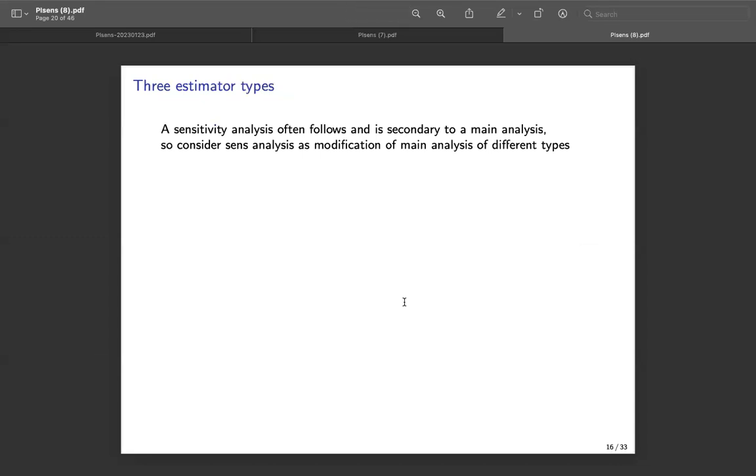The second theme is that we start from the observation that most of the time when a sensitivity analysis is done, it follows a mean analysis, and it is sort of secondary to a mean analysis based on the assumption. So we consider sensitivity analysis as a modification of the mean analysis. And we consider different types of estimators that are used for the mean analysis, so that we can tailor the sensitivity analysis for each type. Or at least that's the hope. And we managed to do that to some degree.